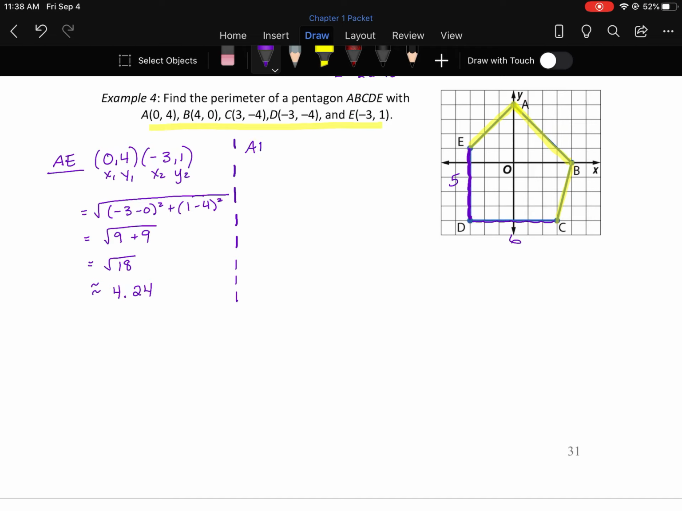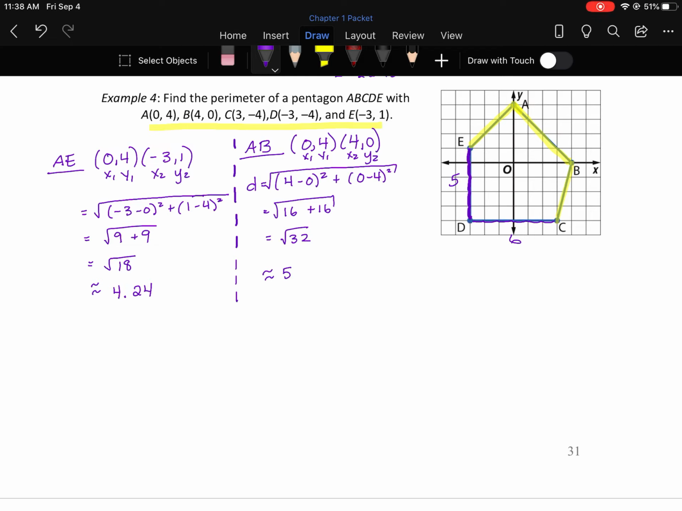Let's do A to B next. So the coordinates of A to B are (0, 4) and (4, 0). So x1, y1, x sub 2, y sub 2. So distance is equal to the square root of 4 minus 0 squared plus 0 minus 4 squared. So we get 16 plus 16. So we get the square root of 32. And if we substitute that into the calculator, it's 5.66 units. Okay, I'm going to underline these so I don't forget where they are. All right, one more side.